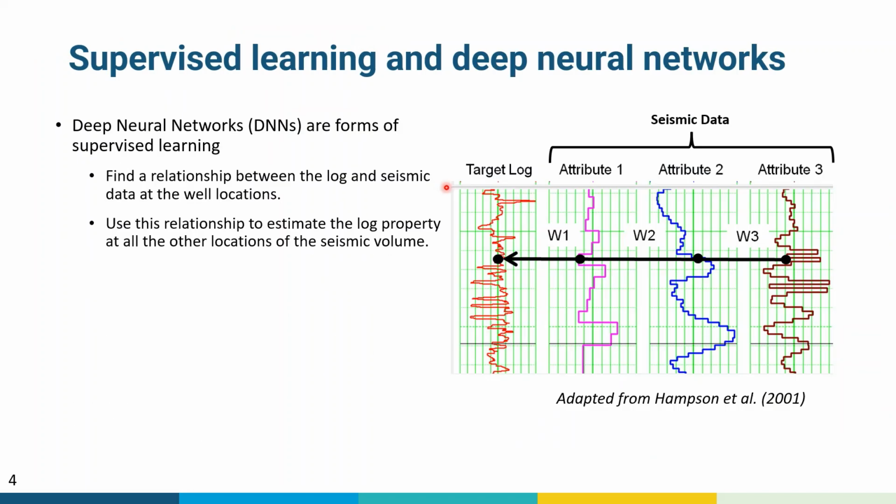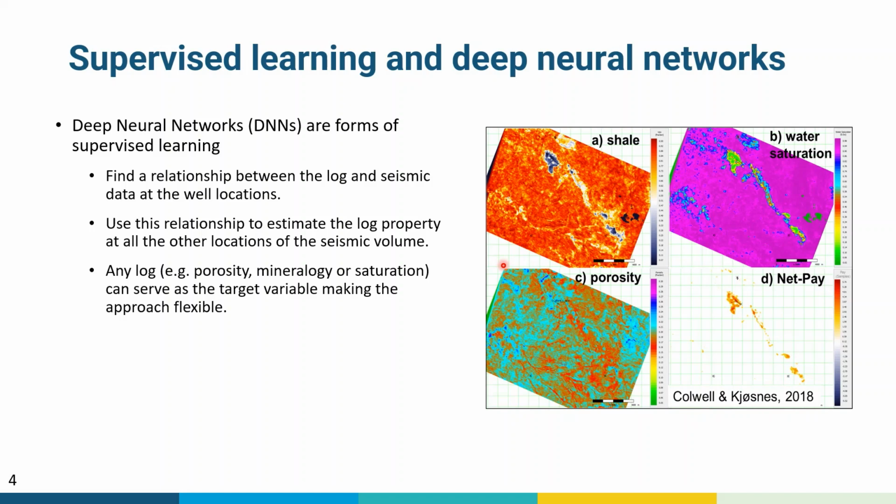The convolutional neural networks used in this talk are forms of supervised learning, where we try to find a relationship between the target log, for example, the volume of quartz, and the seismic, here represented by different seismic attributes. So we've tried to find this relationship at the well control, and then using the seismic, predict target logs or the target property away from the well control.